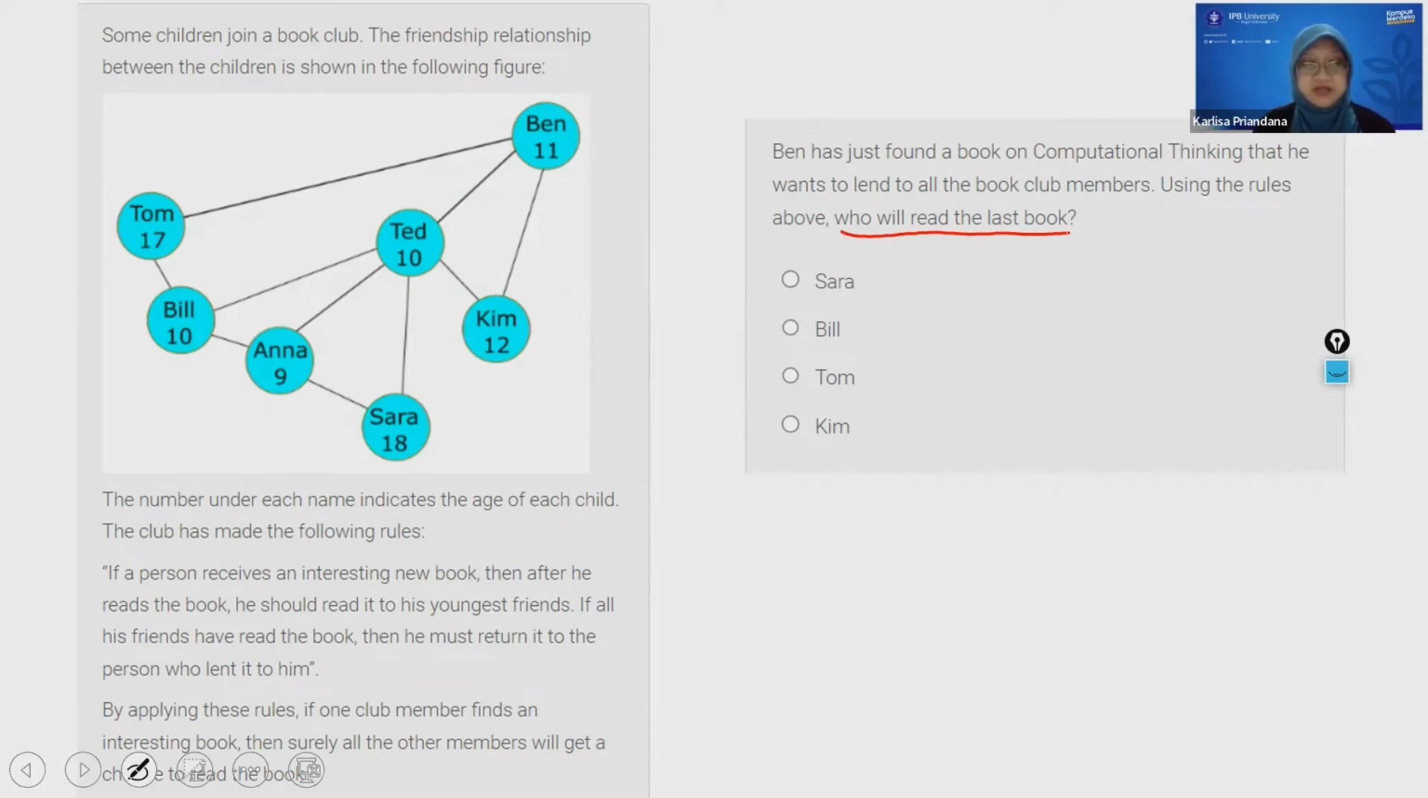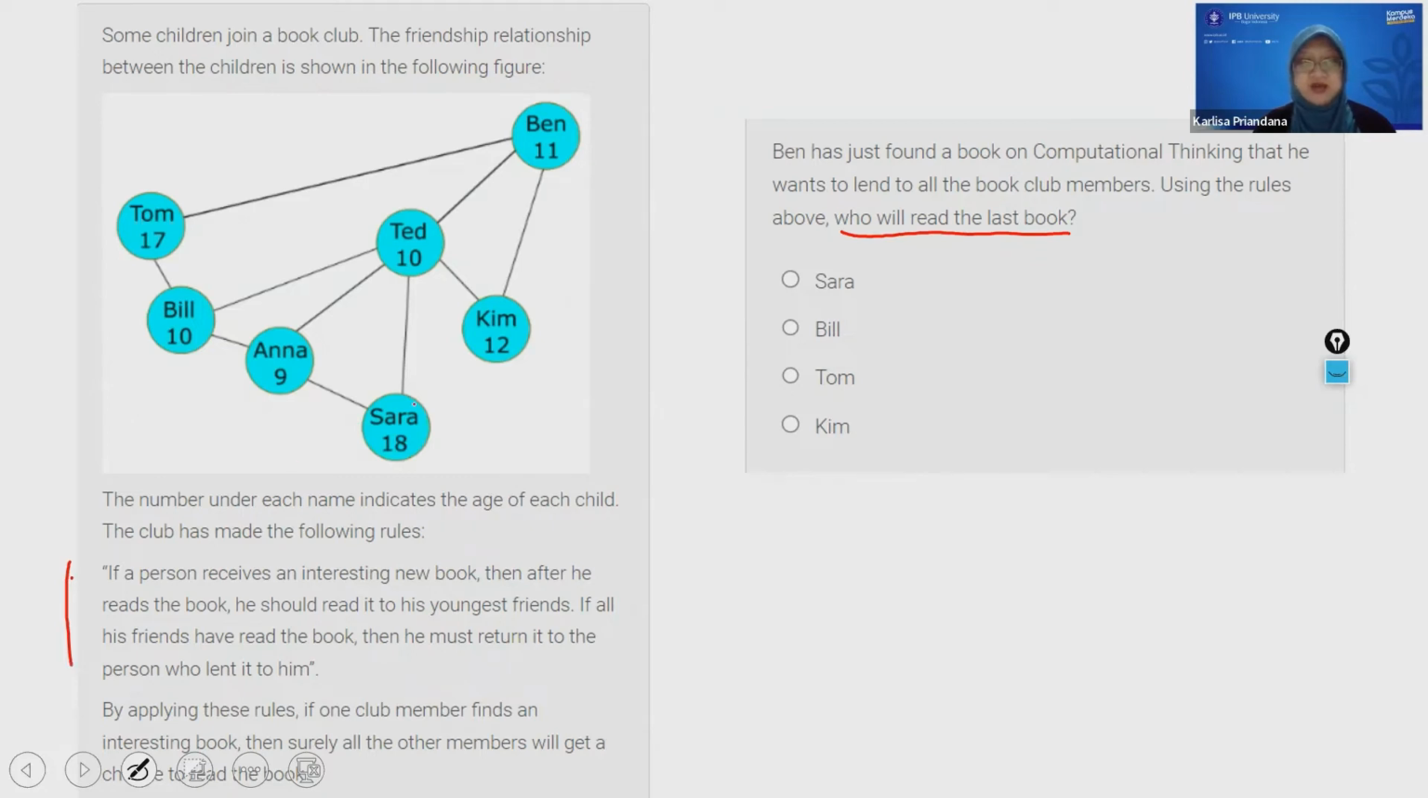What are the rules? This one: if a person receives an interesting new book, then after he reads the book, he should read it to his youngest friends. If all his friends have read the book, then he must return it to the person who lent it to him. So by applying these rules, you will find who will read the last book.